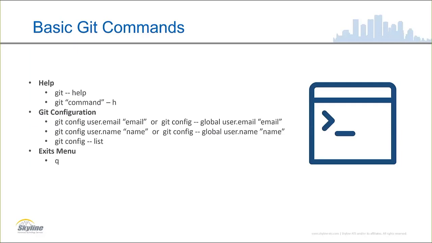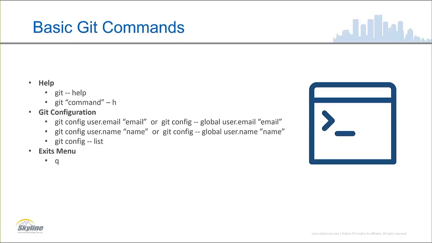If you want to do it per repository, it's just git config user.email or user.name, and then you give it your email or name. If you want to do it globally, then in front of user.email and user.name, you add --global, and that will set it globally. And then I can look at that config.